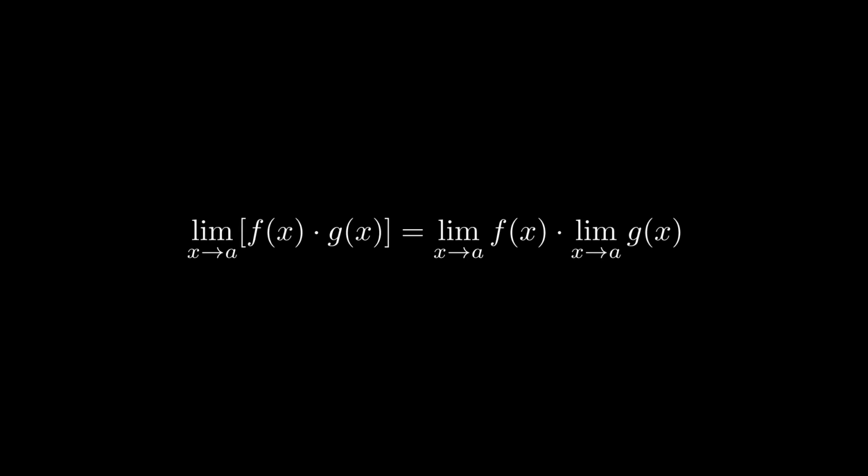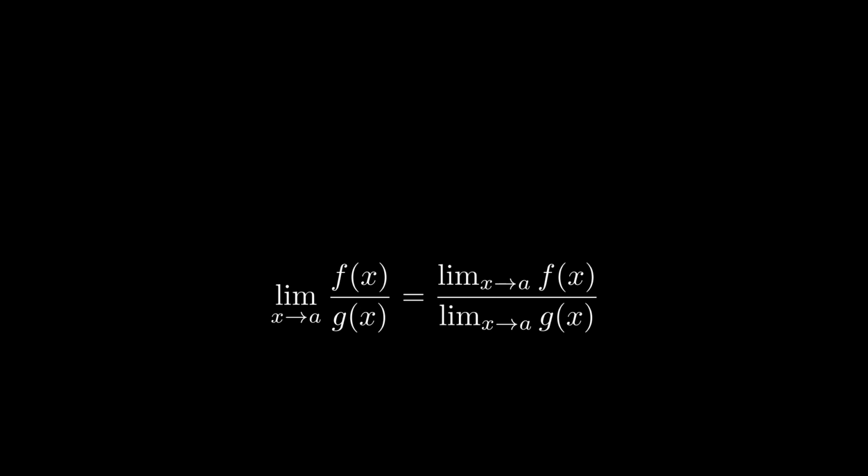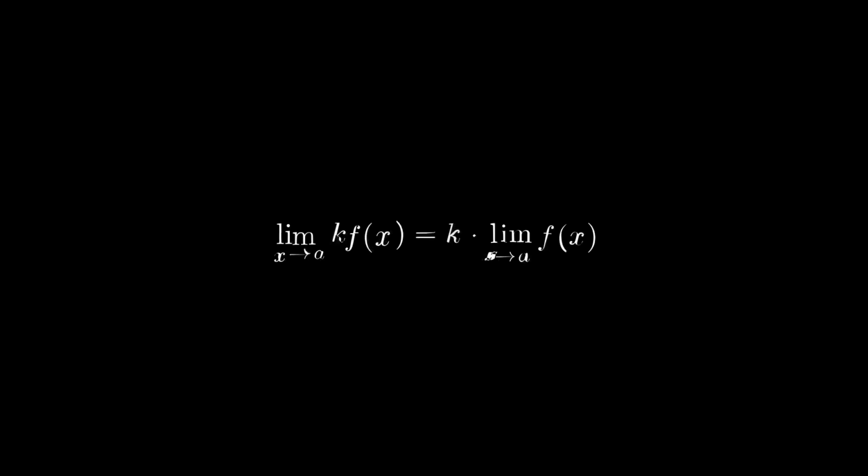Now, if you want to find the limit of the product of two functions, we can separately find the limits of each individual function and then multiply them. If we want to find the limit of f of x over g of x, we can separately find the limit of the numerator, which is f of x, and then separately find the limit of the denominator, which is g of x. Now, if we want to find the limit of a constant times a function, we can factor the constant out and then simply find the limit of that function.